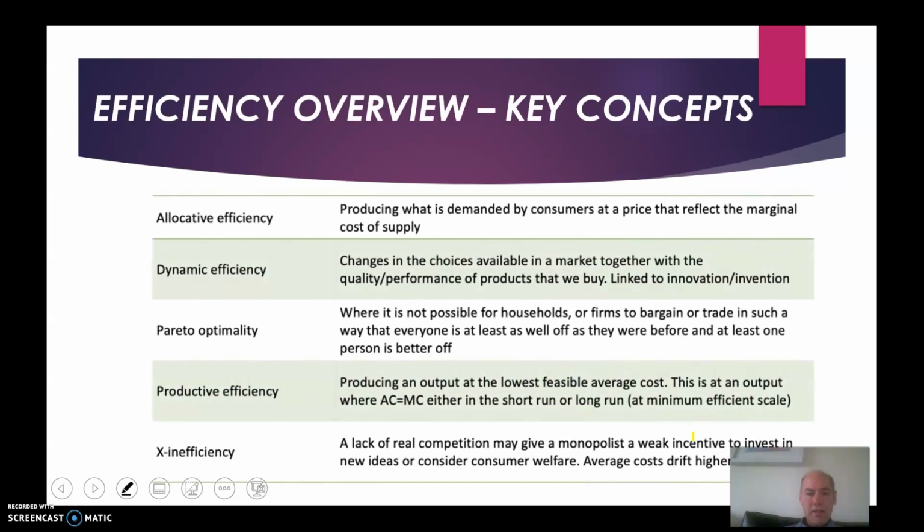And there is an overview of key efficiency concepts. This should be a very important video for you. Please make sure that you ensure all concepts are committed to long-term memory.